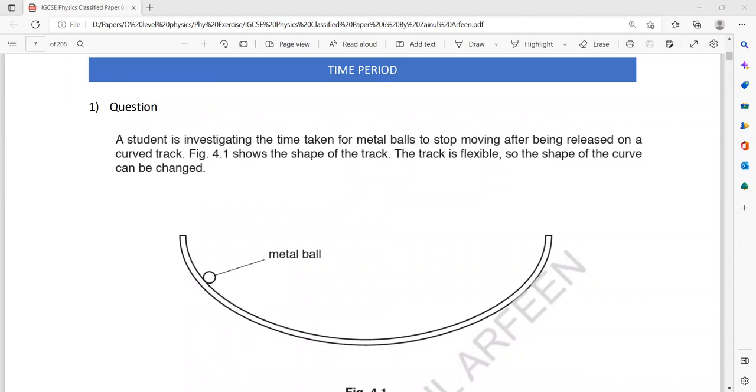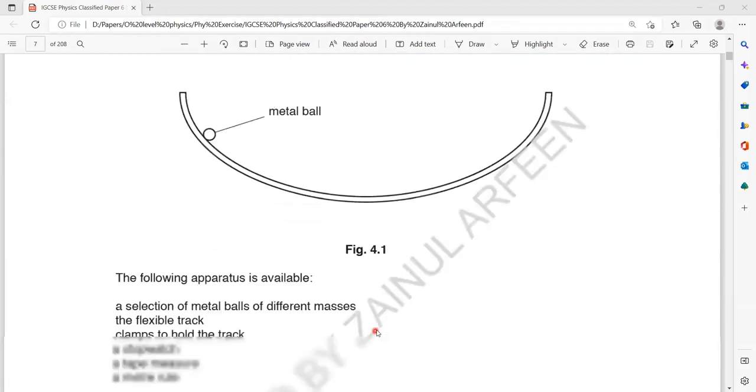So in this question, a student is investigating the time for a metal ball to stop moving after it being released on a curved track. So what the student did, the student released a metal ball on a curved track. So it will move towards the other side and then it will return back and eventually it will stop by repeating its motion for several times, and eventually it will stop at the mean position.